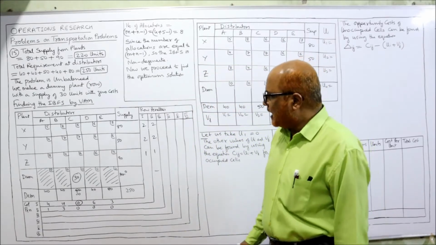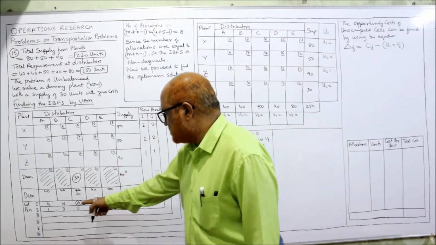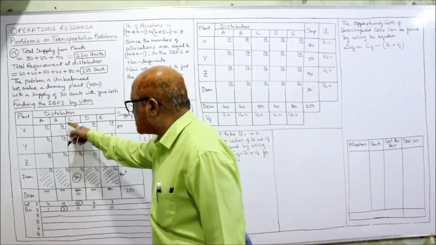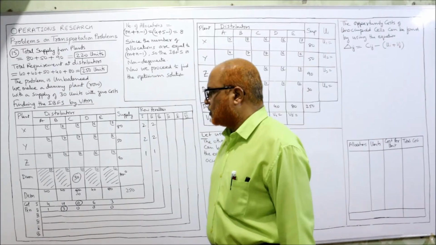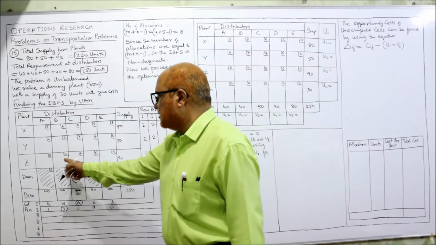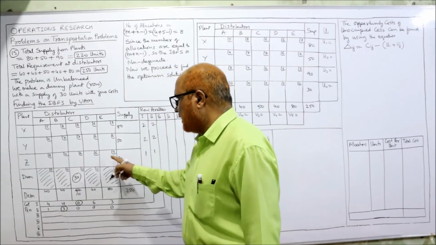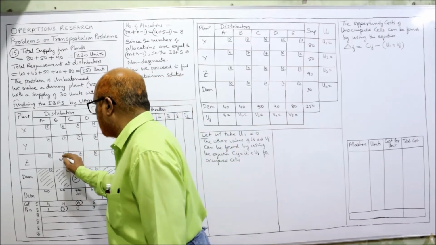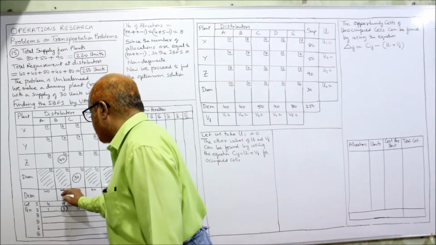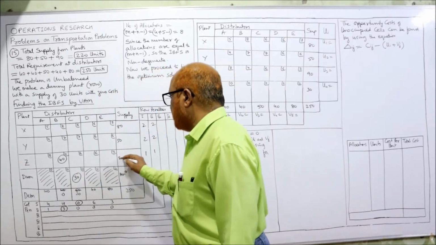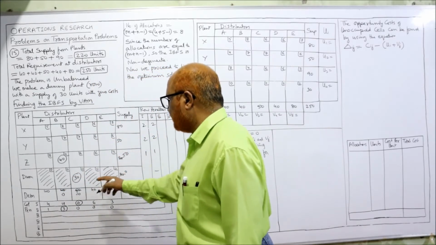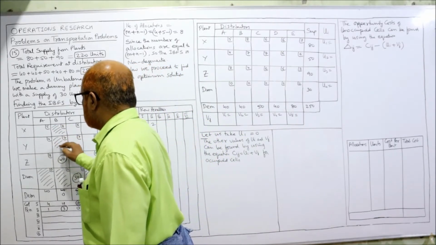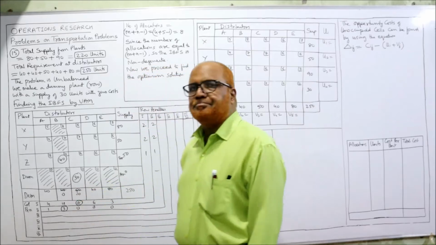That's all. What is the highest penalty? 2, 2, 1, 0, 3. So here it is 3. What is the lowest cost in this cell? 4 is the lowest cost, so we allocate in this cell. Row total 90, column total 40, so we can allocate 40 in this cell. This will become 0. 90 minus 40 will remain 50. The column is blocked.